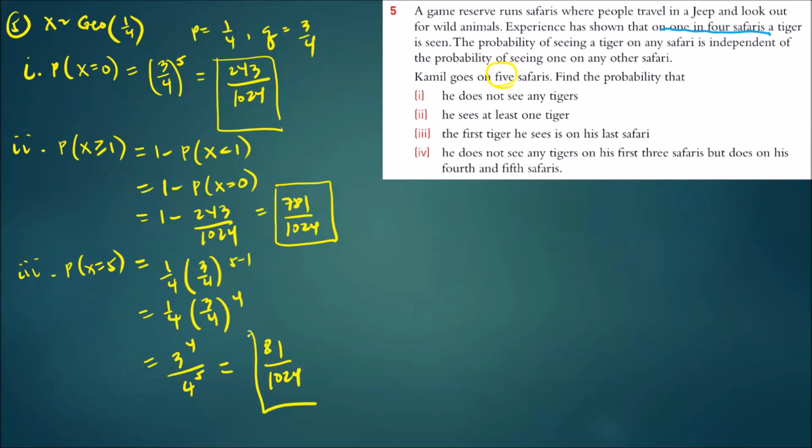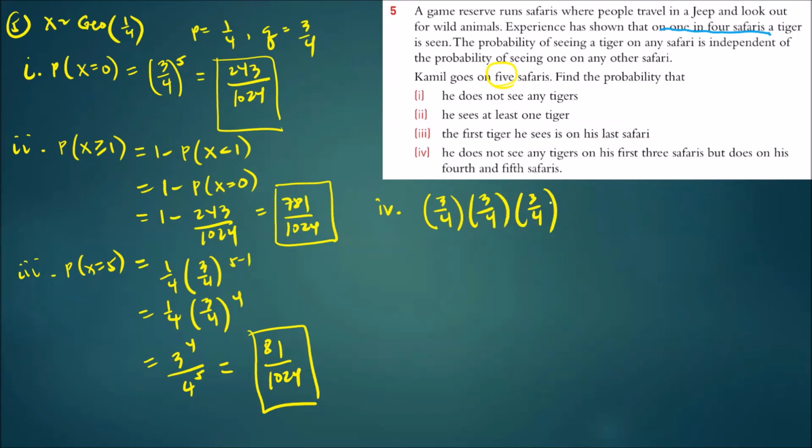81 over 1024. So let's go to number 4. He does not see any tigers on his first 3 safaris. So if he does not see any tigers on his first 3 safaris, that would be a failure, right? So that would be 3 by 4 multiplied by 3 by 4 multiplied by 3 by 4.